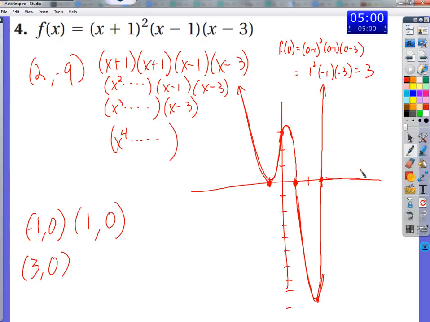Questions about that, or about graphing in general, a question from the homework, anything more? Other than maximums and minimums, we're going to talk about that in the next class. Anything?